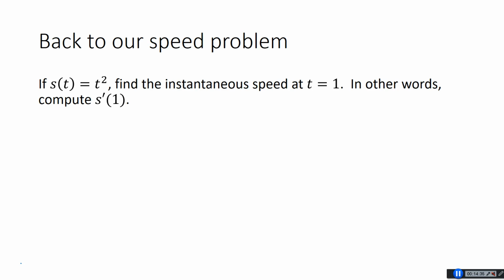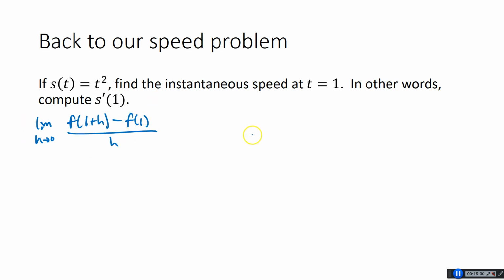Alright, so back to our speed problem. Let's actually do an example now. If s of t is t squared, find the instantaneous speed at t equals 1. In other words, compute the derivative, or s prime, of 1. So we should put it in our formula: the limit as h approaches 0 of f of a plus h minus f of a, divided by h, where a is 1. So I'm going to do f of 1 plus h minus f of 1, divided by h.